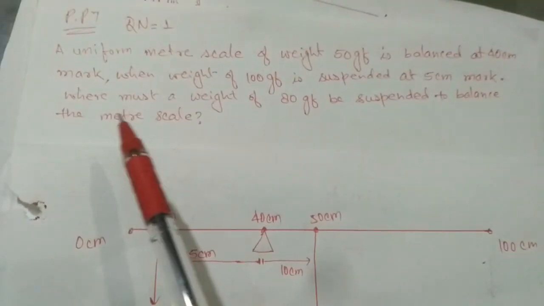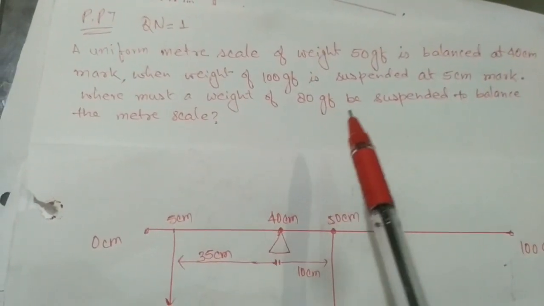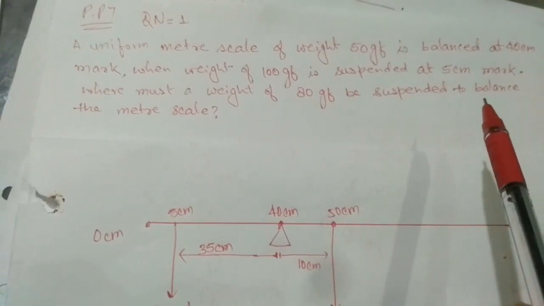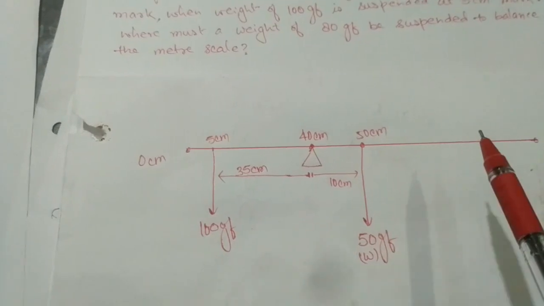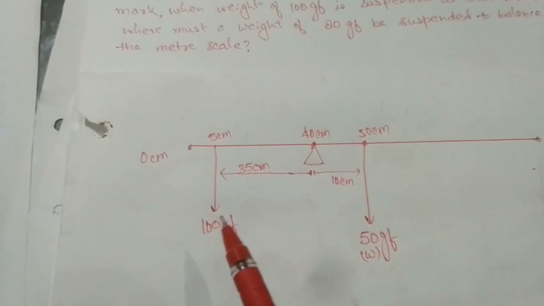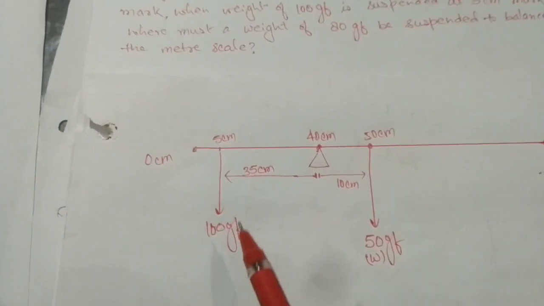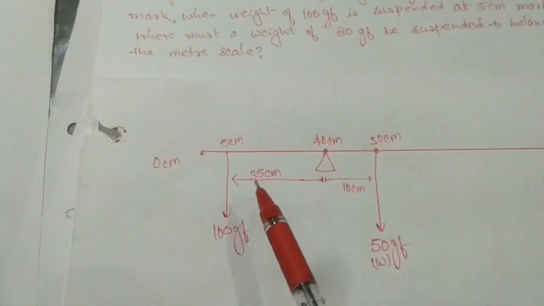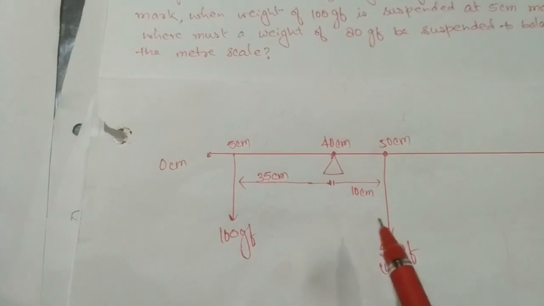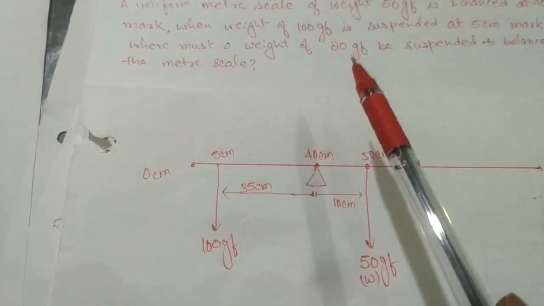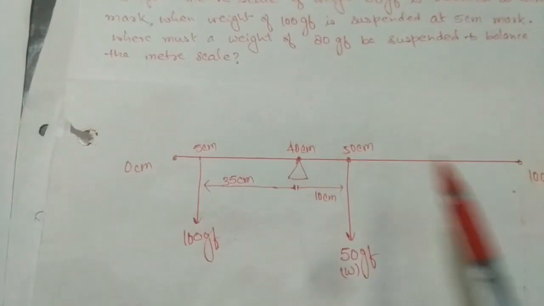After this point, where must a weight of 80 gf be suspended to balance it? So we have two options, either on this side or on this side. I have said that in the anti-clockwise direction, the moment of force becomes 3500 and in the clockwise direction it makes only 500. So it is clear that the 80 gram force will be suspended somewhere in this direction.